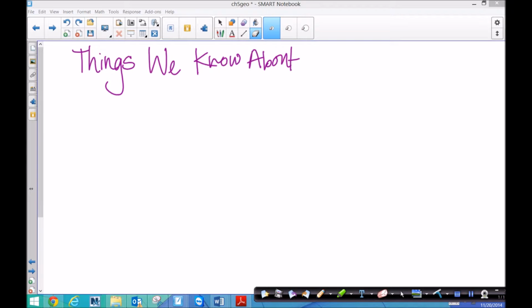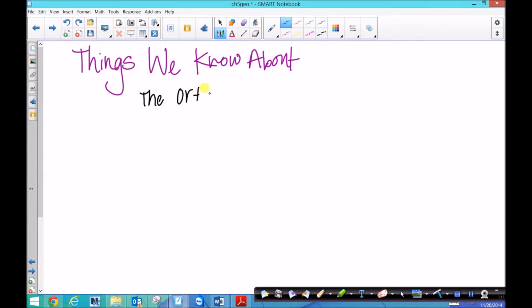Okay, so we are going to talk about things that we know about our last center, which is the orthocenter. If we're going to talk about things we know about the orthocenter, we first of all have to know what it's made from. The orthocenter is made from the altitudes. So it's where all of the altitudes intersect. And altitude is just another word for a height.